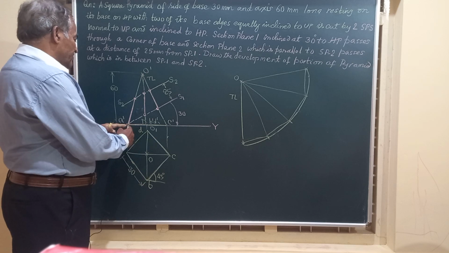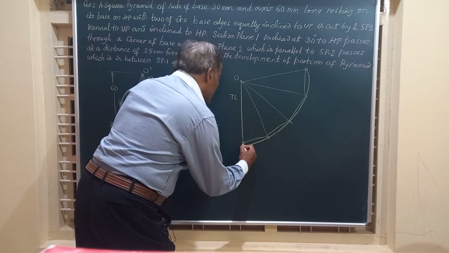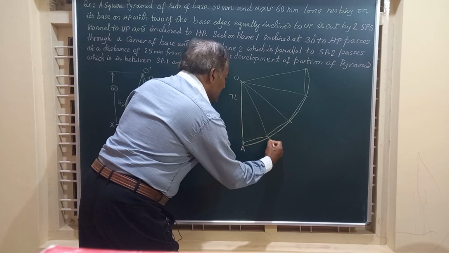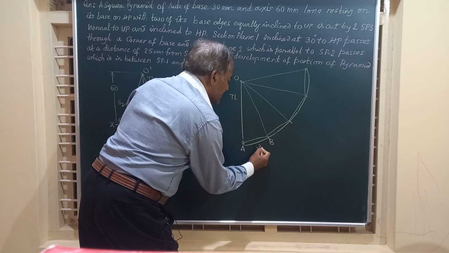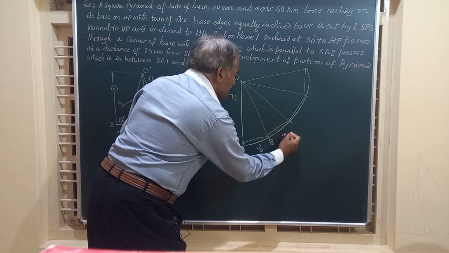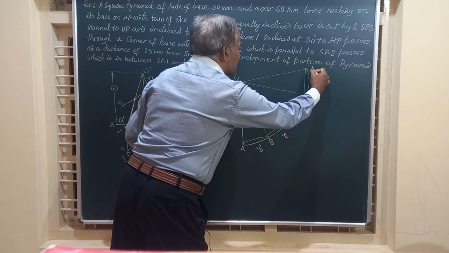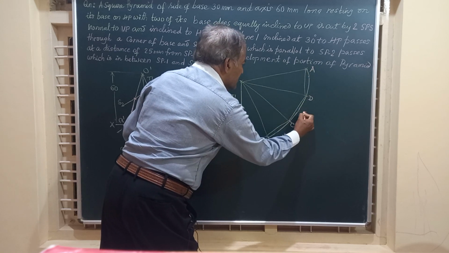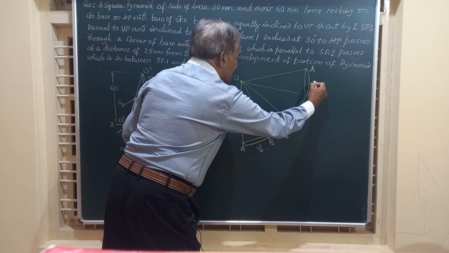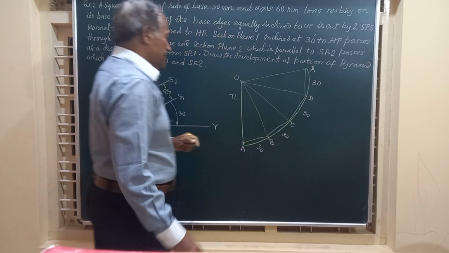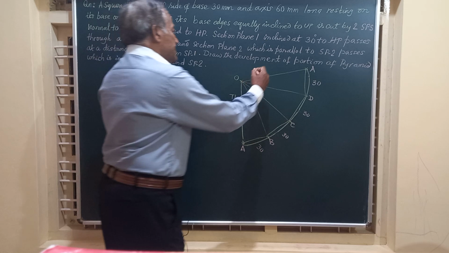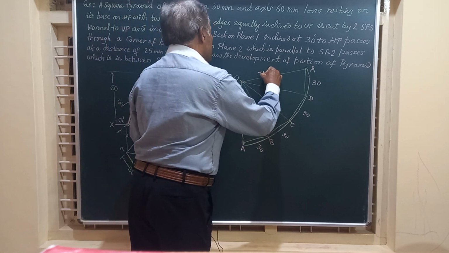Say let us start from this point A. So this is point A, this is B, this length is 30, remember. This is C, this is B, and again this is A. So all these lengths are 30 millimeter each, and friends, this is also the true length.